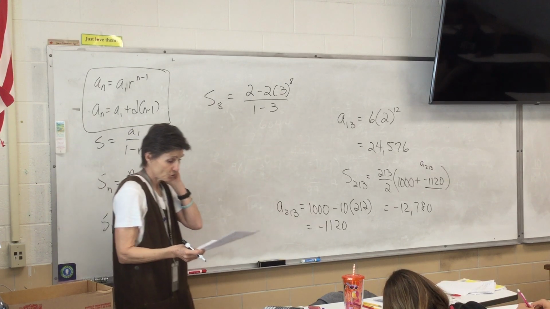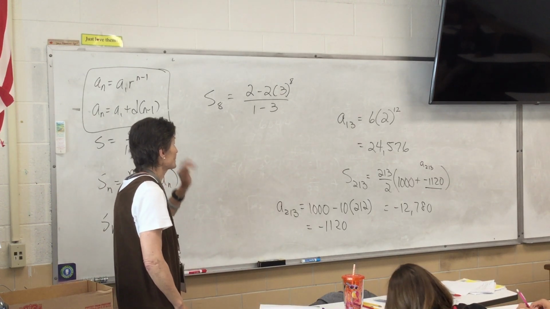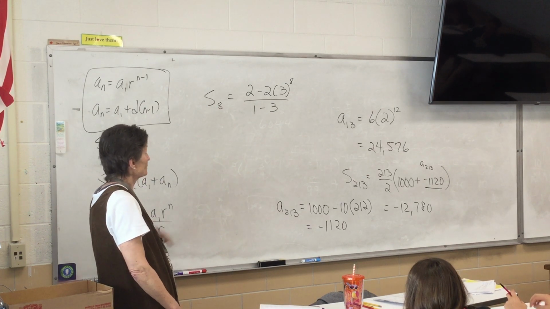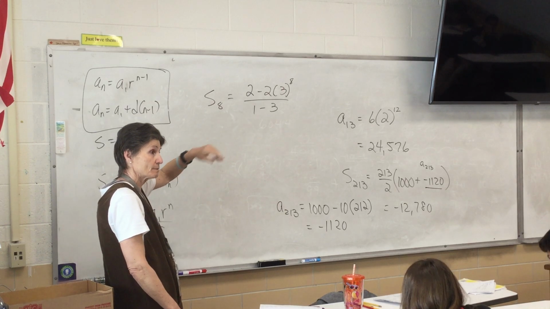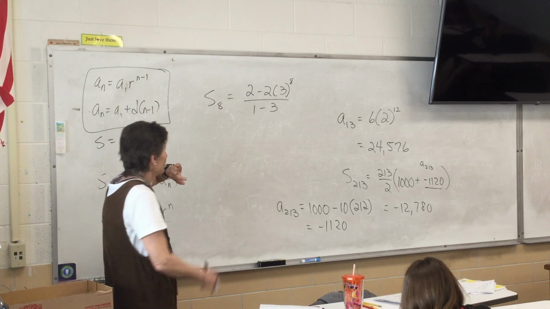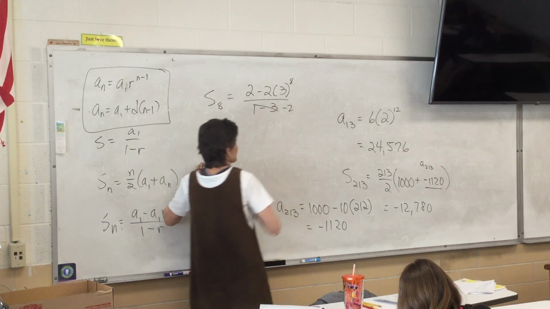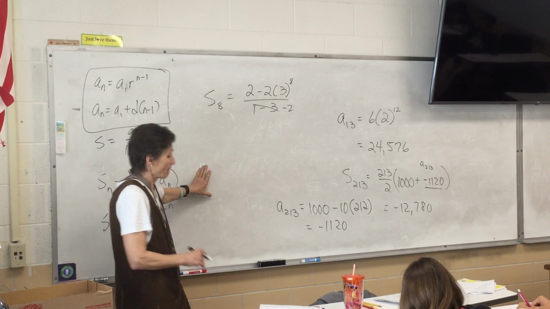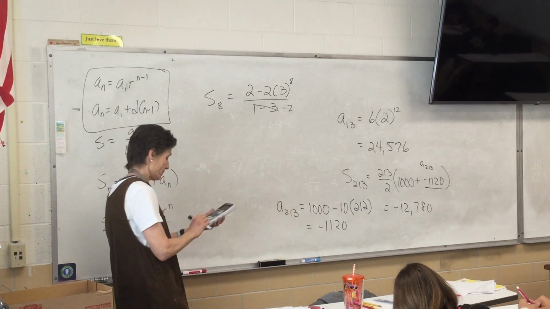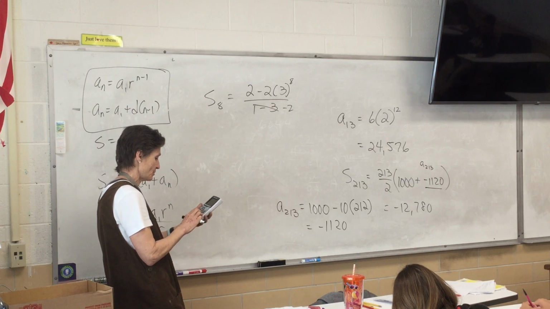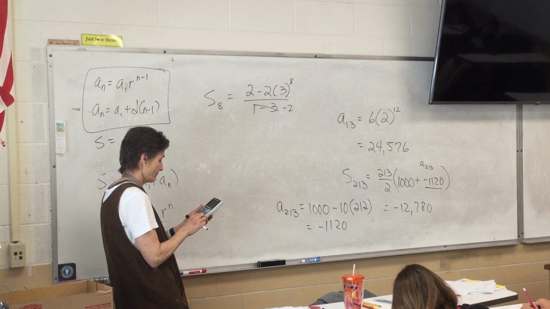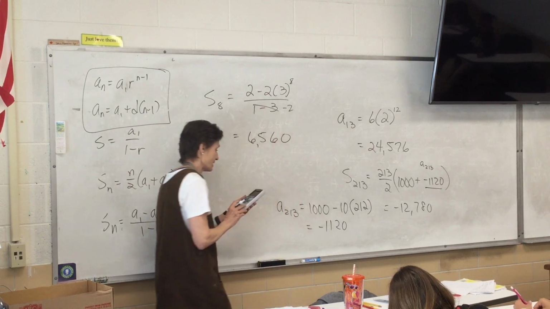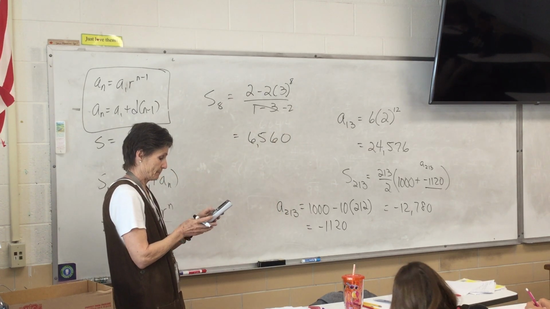All right, make sure you understand where those numbers came from. This is my formula. That's what I got. And now I'm going to figure it out. These are the ones I like to go ahead and subtract first. You don't have to do that. But remember, if you don't, you got to use parentheses. Okay, type in the top: 2 minus 2 times 3 to the 8th, equals, divided by negative 2, equals. 6,560 is what I got.